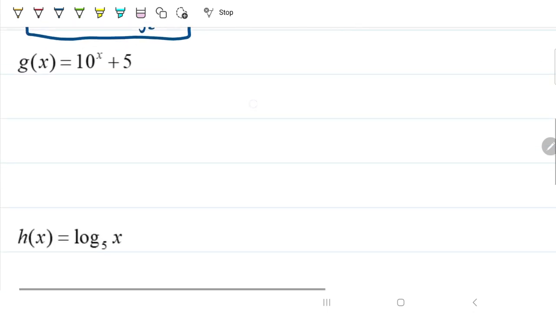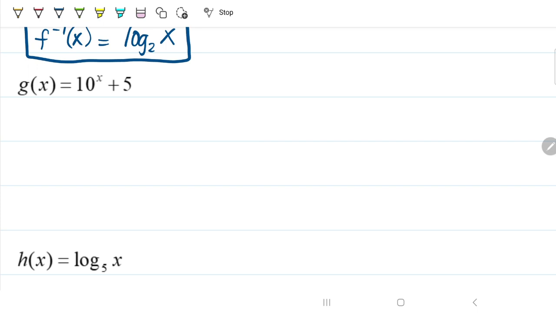Next item, we have g of x is equal to 10 raised to x plus 5. Again, I'm going to rewrite this as y is equal to 10 raised to x plus 5. Then what we can do is to transpose plus 5 to the left side of our equation. But before that, we are going to interchange our variables first. So this becomes x is equal to 10 raised to y plus 5.